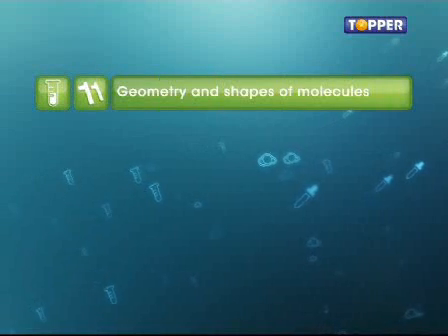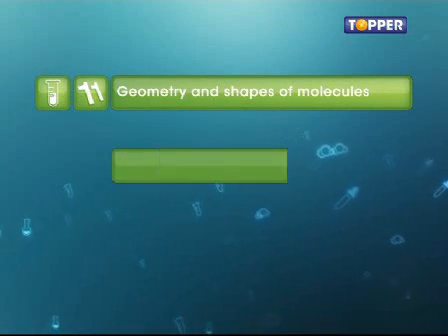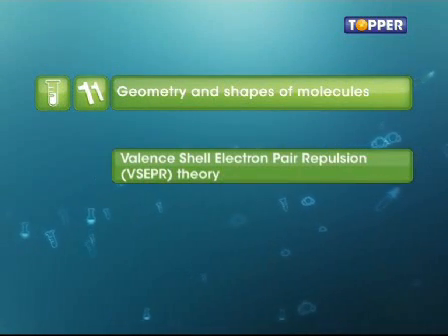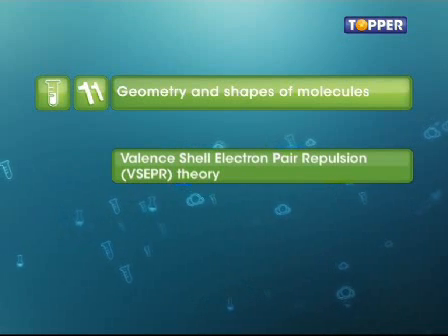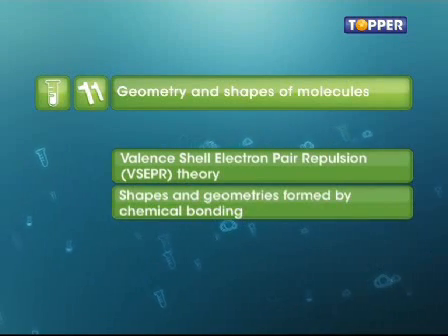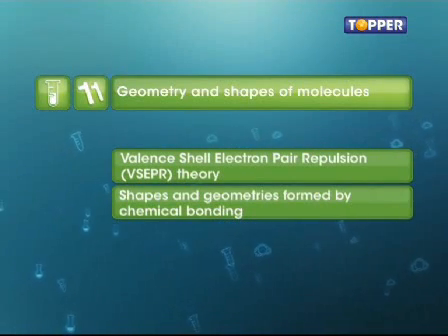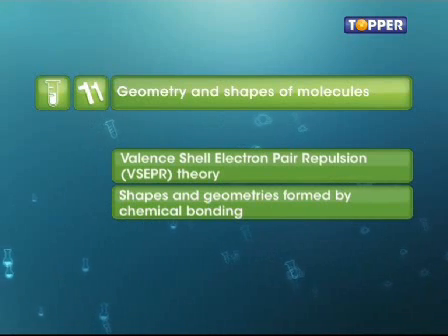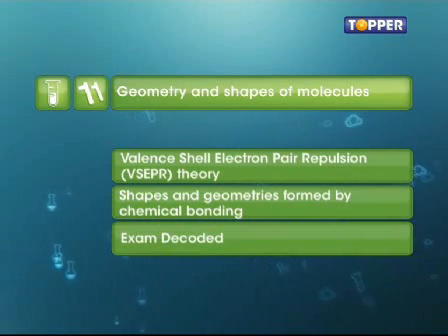Well, all of you recognize a triangle, but what shape is this? Well, that is what we will be talking about in this episode. But before we come to that, there are some things you need to know. Today we are going to learn about the valence shell electron pair repulsion or VSEPR theory and the shapes and geometries formed on chemical bonding, and look at some questions on exam decoded.